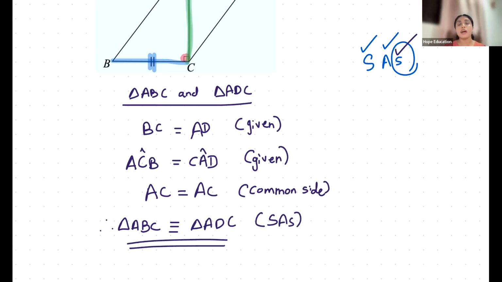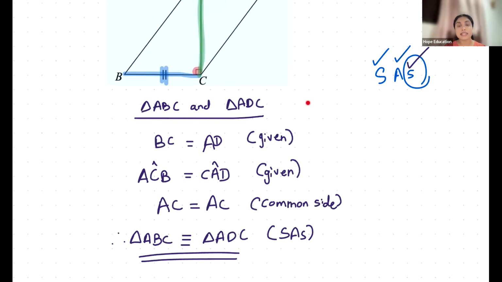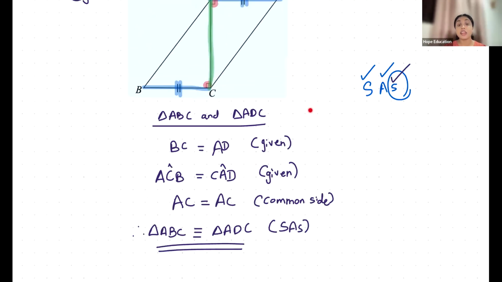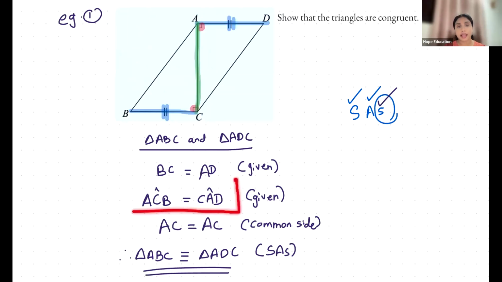One more thing to tell you: when you are using SAS, always check if the angle is the included angle. What does that mean? Now, what is an included angle? Included angle is the angle that is between the two considered sides. Here, we said BC is equal to AD and we said AC is equal to AC.